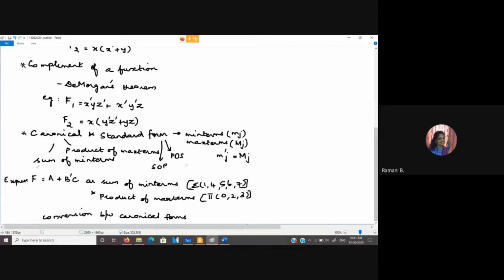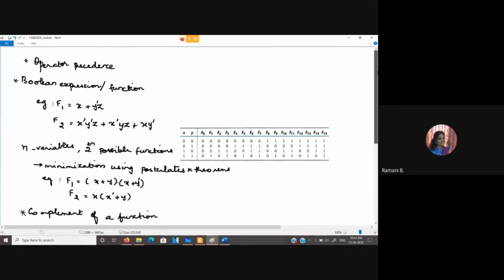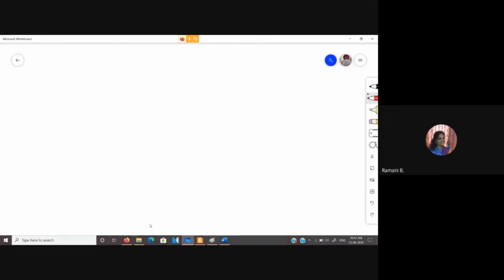In canonical form, we have two types. One is called the sum of min terms and the other one is the product of max terms. And in standard form, we have sum of products and product of sums. That is what SOP and POS denote. We will come back to that. So how much we could see today, we shall see. First, the operator precedence.